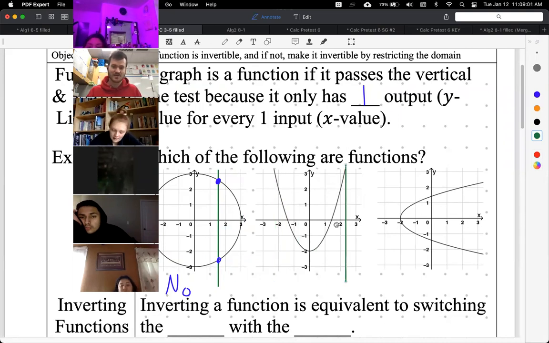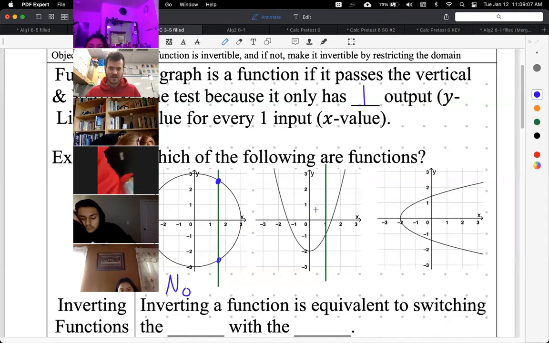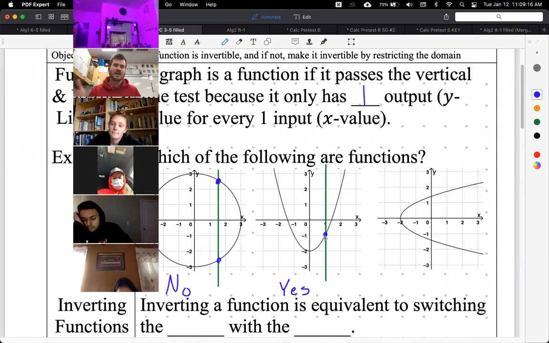This is a function. And you know this equation as well. The equation is just x squared, probably minus 2. I'm guessing it got shifted down. This one passes, so yes, it is a function. It passed the vertical line test. It only touches the function once, no matter where I drag that vertical line.